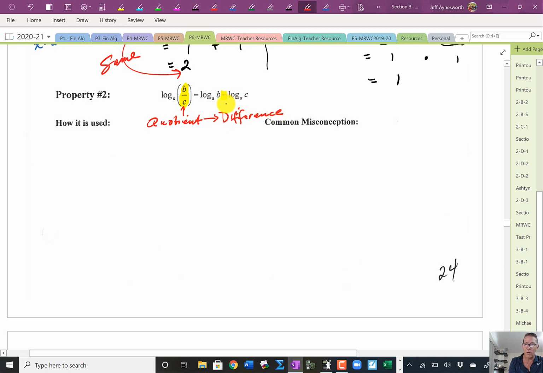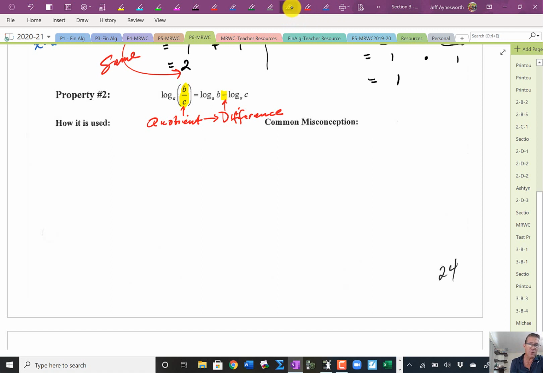The previous one was called product to sum. This one's called quotient to difference, because you can actually split the log of a quotient into a difference of 2 logs. It's pretty cool. So I'm going to do it correctly here first, and then I'm going to show you what people do all the time, which is the common misconception, and we'll see how to do it correctly and how not to do it or deal with it. Okay, so here we go.